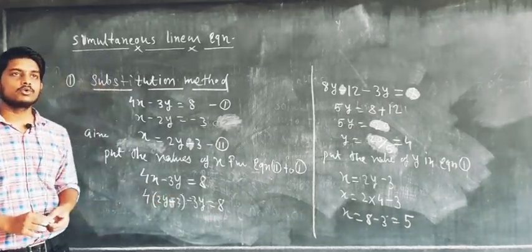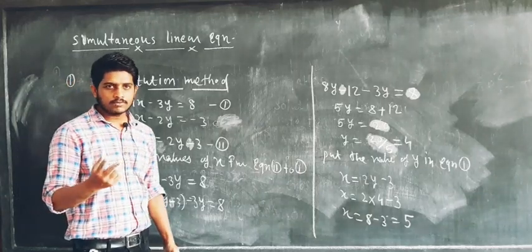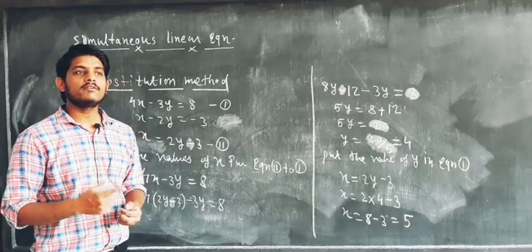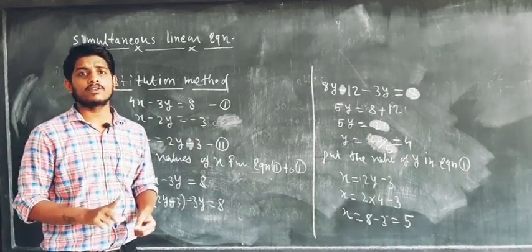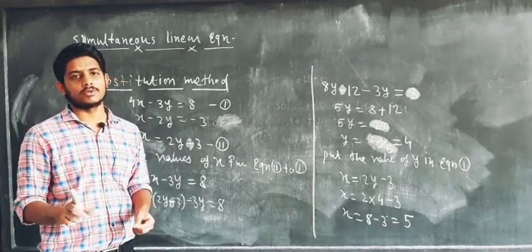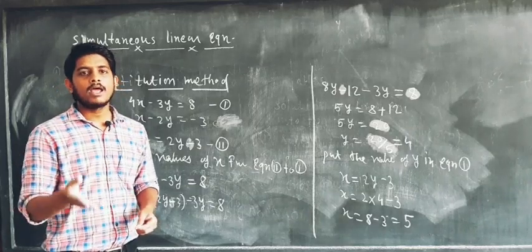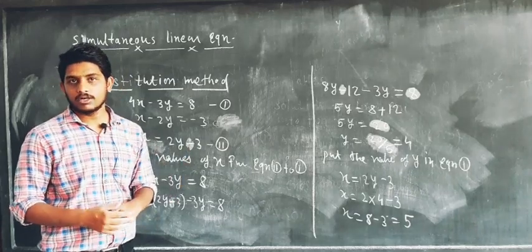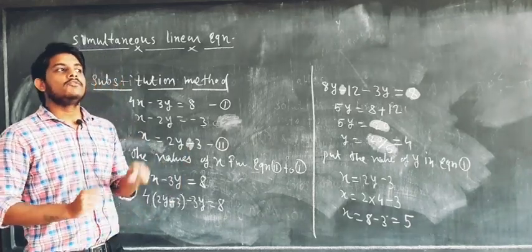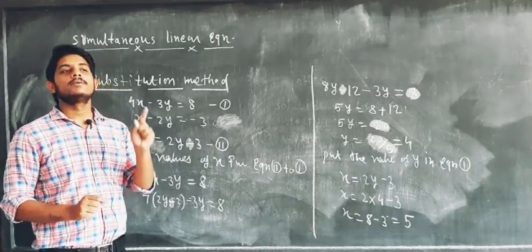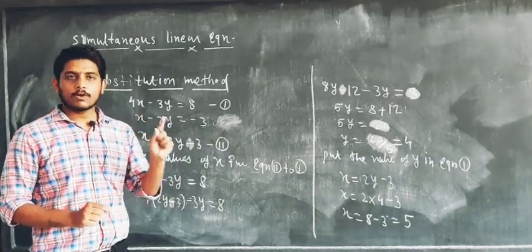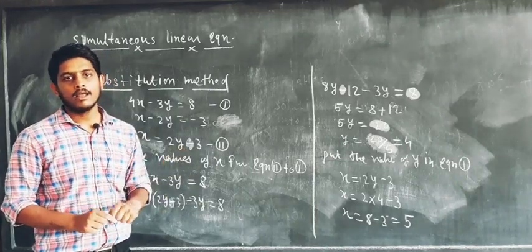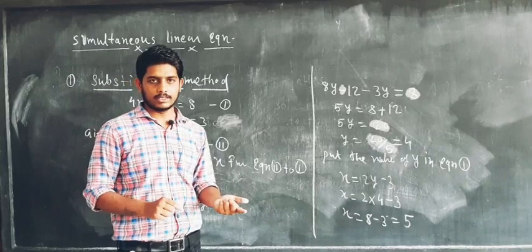What we have to do here: we have two equations given, because we are discussing a pair of linear equations in two variables. So we will find the value of any one of the variables from any one of the equations in terms of another variable, and we will put that value of the variable in the next equation. Again, I am going to repeat: we will find the value of any one variable from either equation in terms of the other variable, and put that value in the next equation.